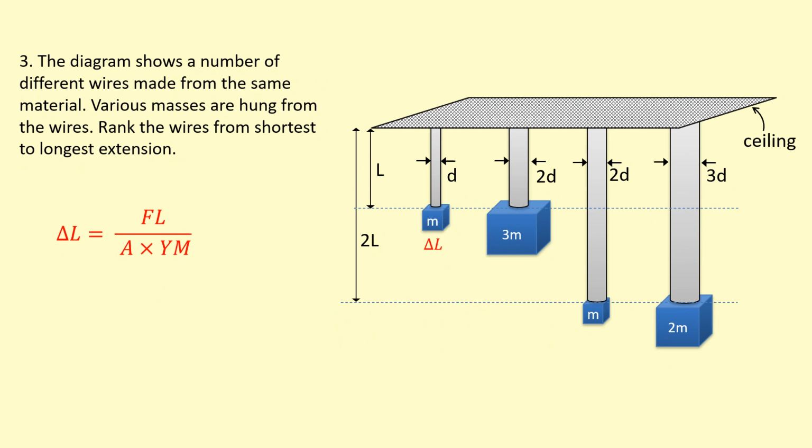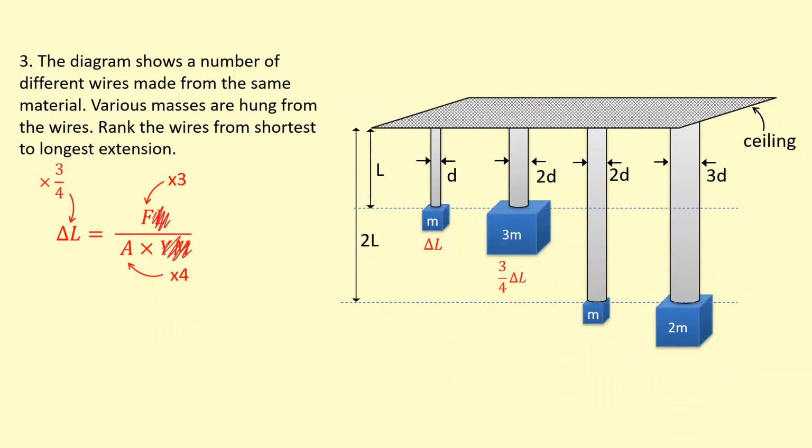just using proportionality. So the second one here, the one with 3m hanging on it, is going to have 3 times the force because of mg, so m is 3 times bigger, so the force is 3 times bigger. The original length of both the first one and the second one is the same, so I can ignore that. Cross-section area for the second one, because it's got twice the diameter, it's going to have times 4 the cross-section area. There's a square there. The Young's modulus is actually the same for all of these wires because they're all made from the same material. So I'm just going to ignore the Young's modulus for this whole question. Okay, so 3 over 4. So that's going to have 3/4 the extension.